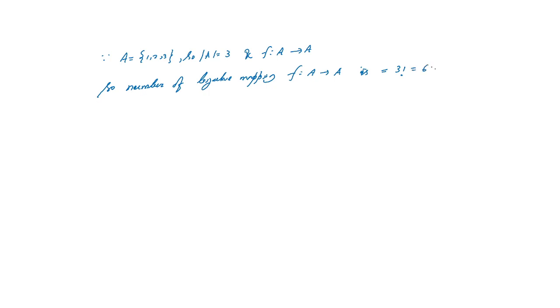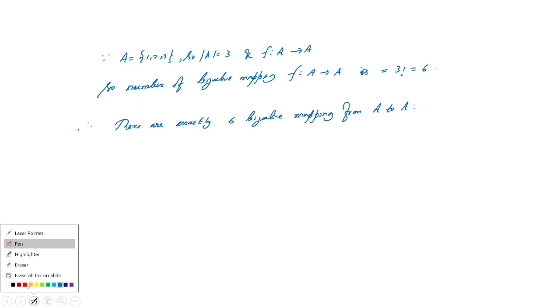We need to decide all those maps. So what do we conclude? We conclude there are exactly 3 factorial, that means 6 bijective mappings from A to A. And now we'll think about what the bijective mappings are.